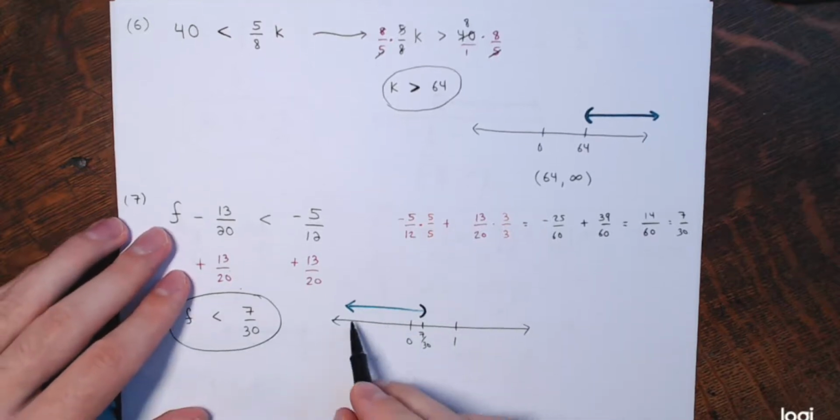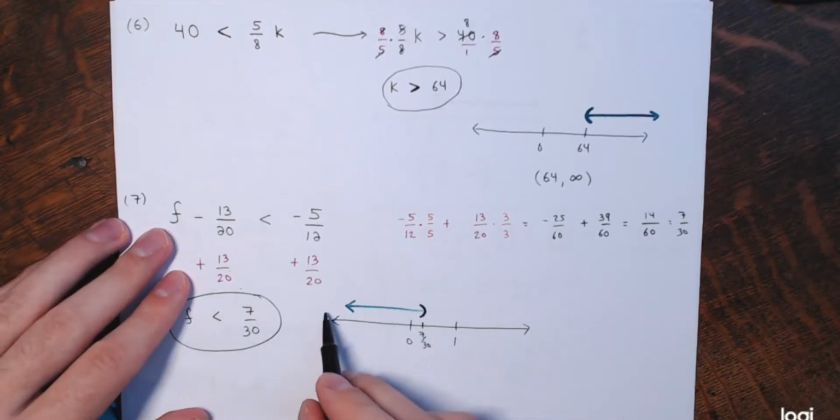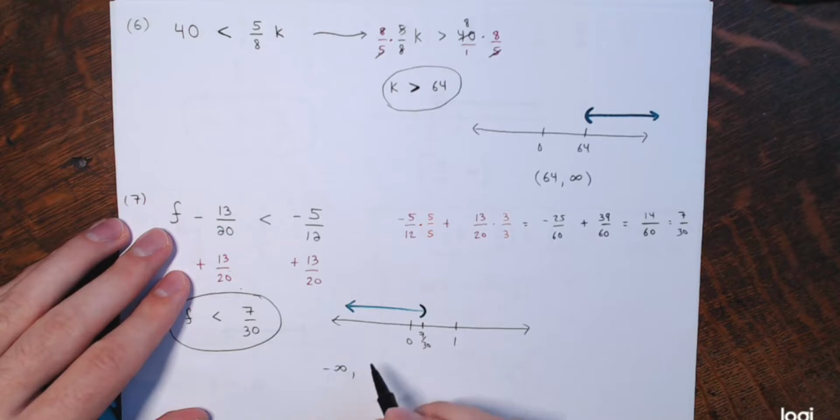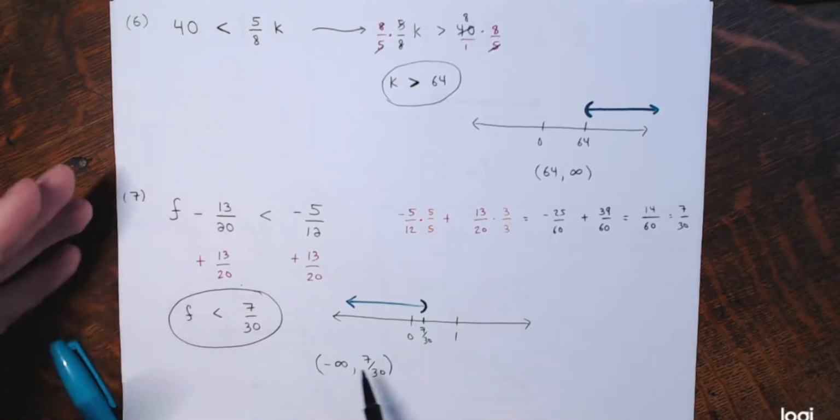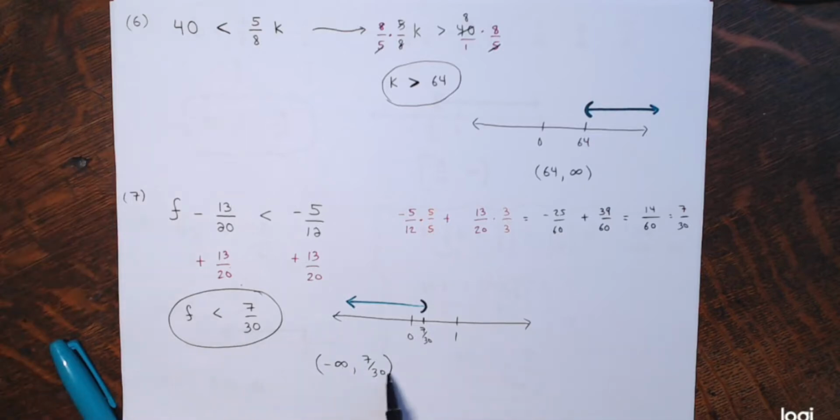And then the interval for this picture is from negative infinity up to 7/30. Always write your intervals from left to right, and parentheses on both ends, right? Negative infinity is not a number, 7/30 is not a solution. There's your interval notation. Okay. So now we're moving along.